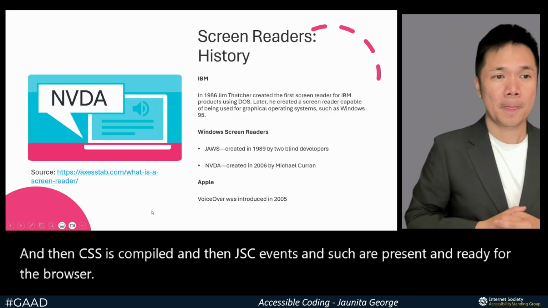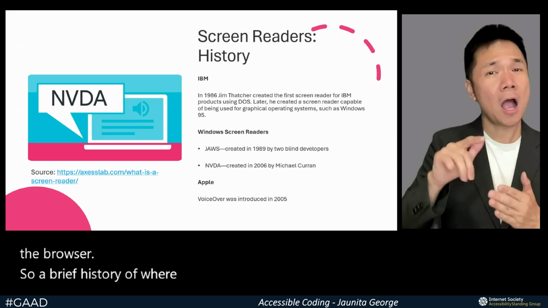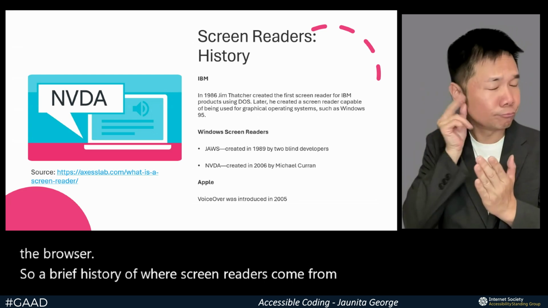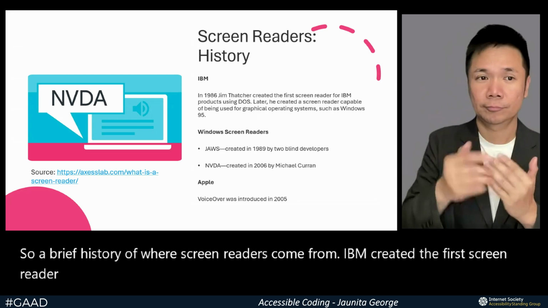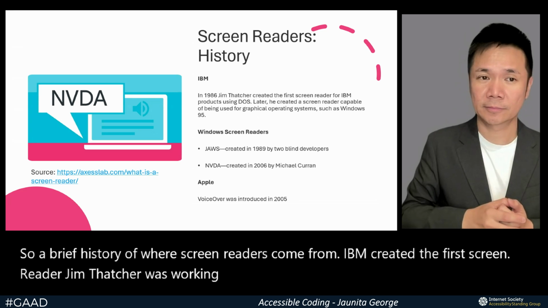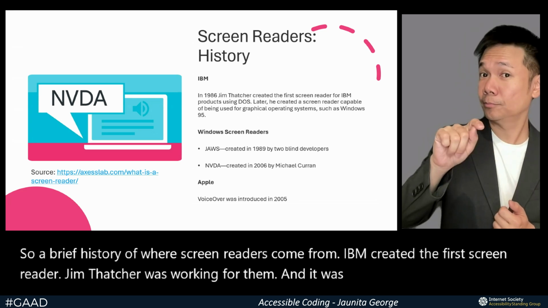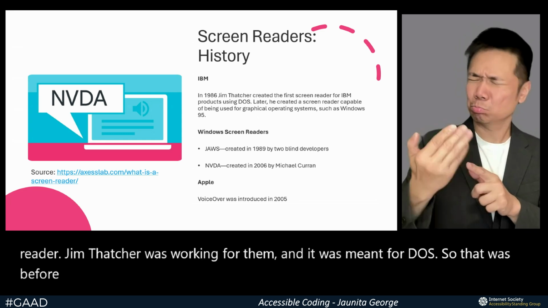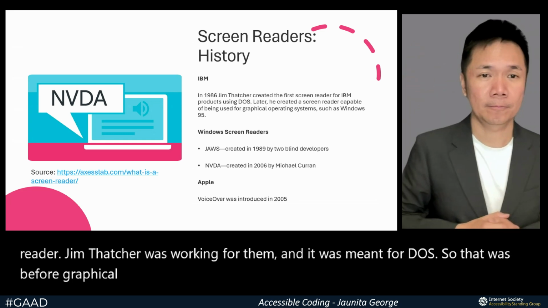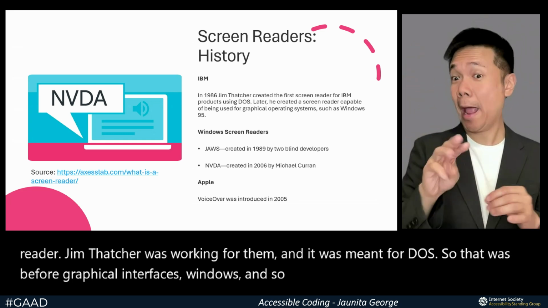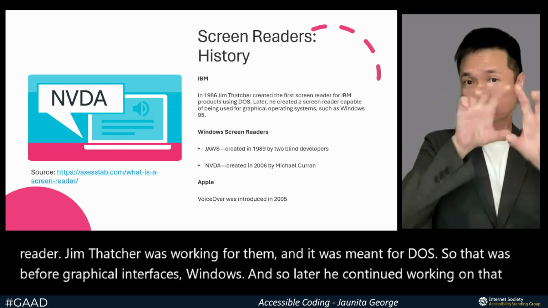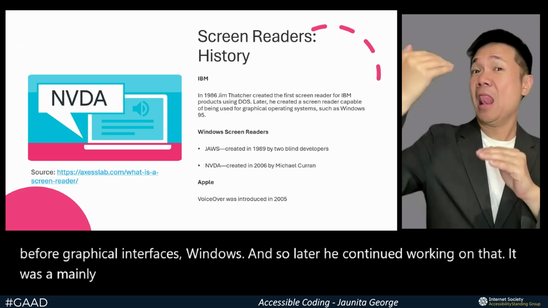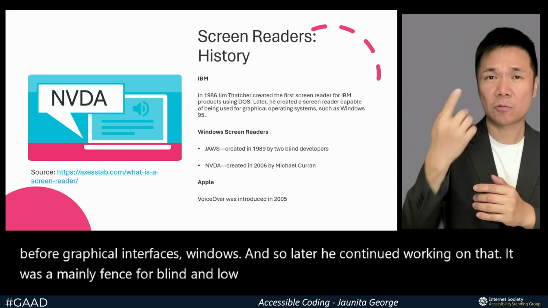So a brief history of where screen readers come from. IBM created the first screen reader. Jim Thatcher was working for them, and it was meant for DOS. So that was before graphical interfaces like Windows. And so later he continued working on that. It was mainly meant for blind and low vision employees at IBM.